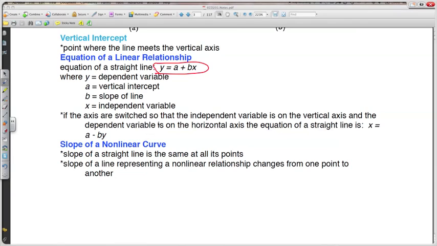If the axes are switched so that the independent variable is on the vertical axis, so if instead we have something where it looks like this, so our dependent variable is on the horizontal axis, then the equation for a line like this would be x equals a minus by.